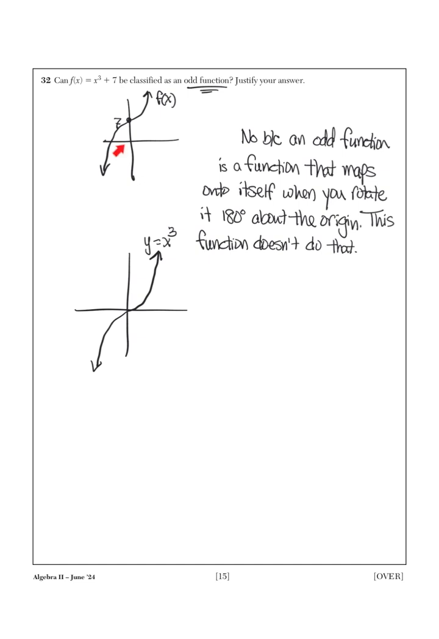When you rotate this guy 180 degrees, that is not the case. This will not look exactly the same when you rotate it 180 degrees. This point ends up down here, okay? And then this piece ends up going like this, and that piece ends up going like that, right? So this is not an odd function.